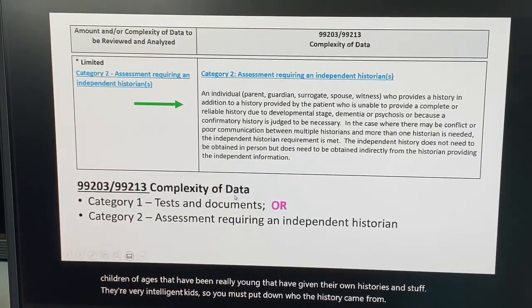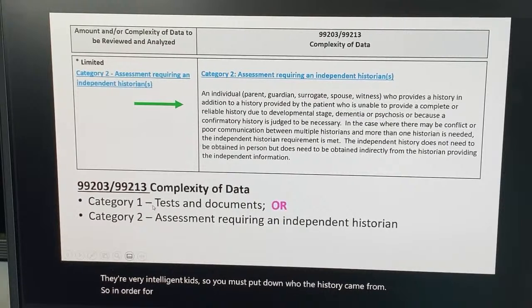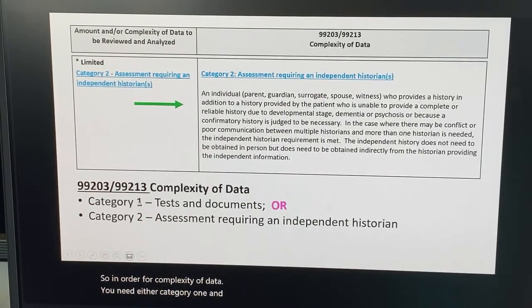So in order for complexity of data, you need either category 1, and that's 2 within that category 1, or category 2, where it has independent history. That's how you document that level for MDM.